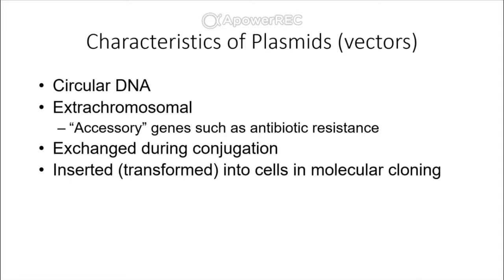First, let's talk about some basic characteristics of plasmids, also called vectors in molecular biology. Plasmids are circular DNA. They have extrachromosomal, or in other words, accessory genes such as antibiotic resistance, or genes that help them handle certain environmental stresses but aren't necessary for their basic cellular functions. They can be exchanged during conjugation, or they can also be inserted, in our case transformed, into cells in molecular cloning.